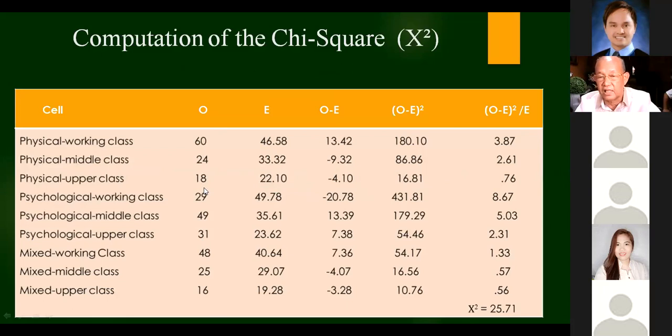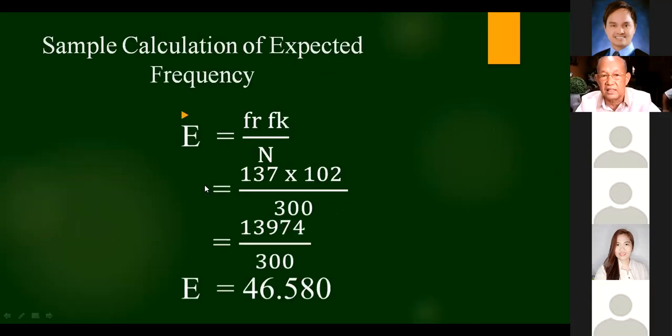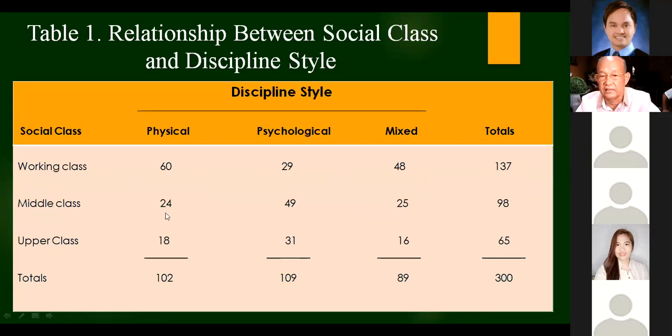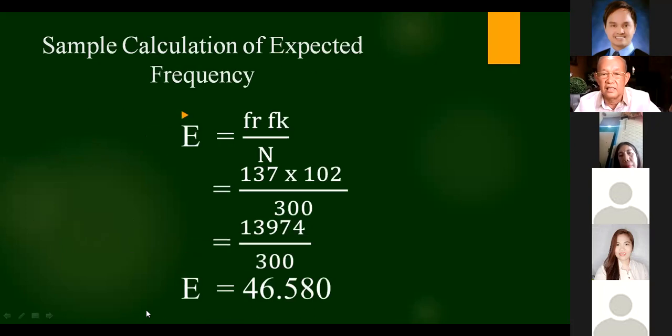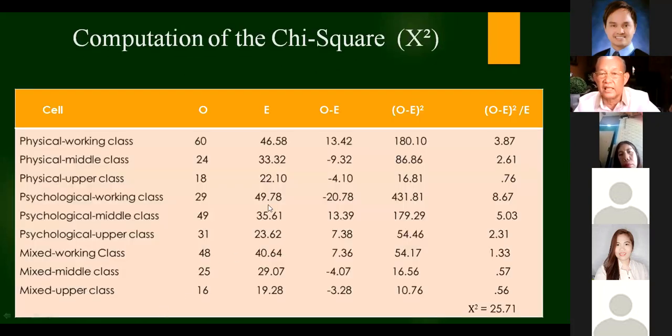Ito, 18. Let's take it. One more example. 18. Yan. So ito yan, ha? Total frequencies of the rows is, what is the total frequency of the rows of 18? 65. Okay, you multiply it by 102, divided by 300. If you do that, you will get 22.10, rounding lang yung difference. It's about 22.10. So you do it for all.